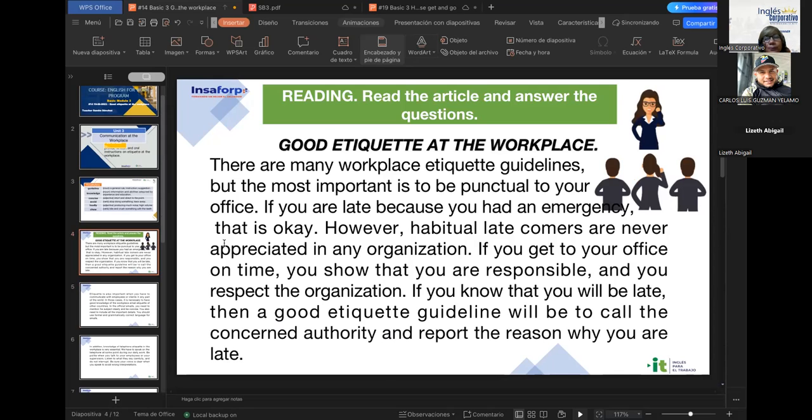However, a habitual latecomer is never appreciated in any organization.